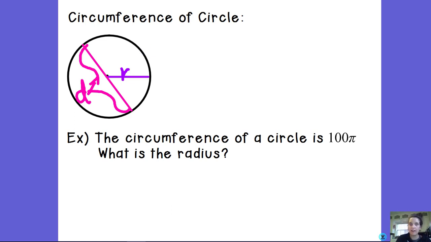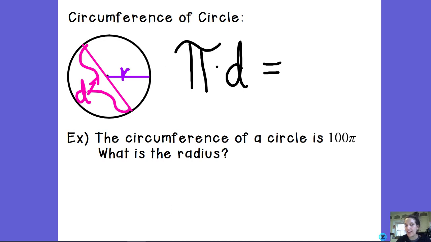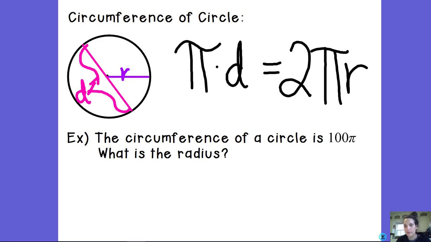So circumference is found by taking this special number pi, which is 3.1415, and it keeps going for eternity, pi times the diameter. Or we know that the diameter is 2 times the radius, so you can also find it by doing 2 pi r, 2 times pi times the radius, because doubling the radius is the same thing as finding the length of the diameter.